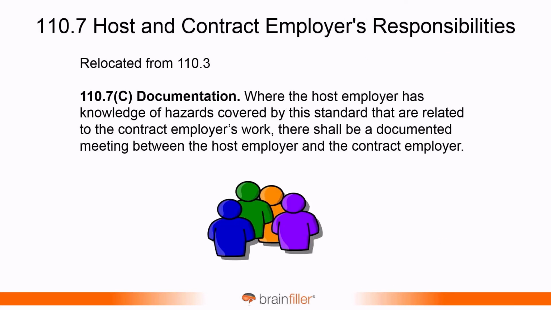The host and contract employer's responsibility. This was relocated from 110.3 to 110.7, just part of that reorganization shuffle. And this has been around for a while, where the host employer has knowledge of hazards covered by the standard that are related to the contract employer's work. There shall be a documented meeting between the host employer and the contract employer. However, there was a new addition.